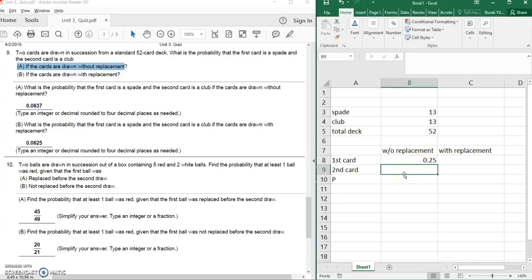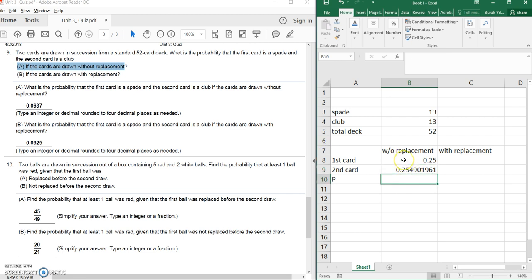So now we're drawing the second card and we pulled the spade and we're not replacing that. So for the second card, we want that to be a club, so there are 13 choices, again, because there are 13 clubs. And this time we divide this by not 52, but by 51. I'll write that manually, because we already pulled a card, and now there are 51 total cards left in the deck.